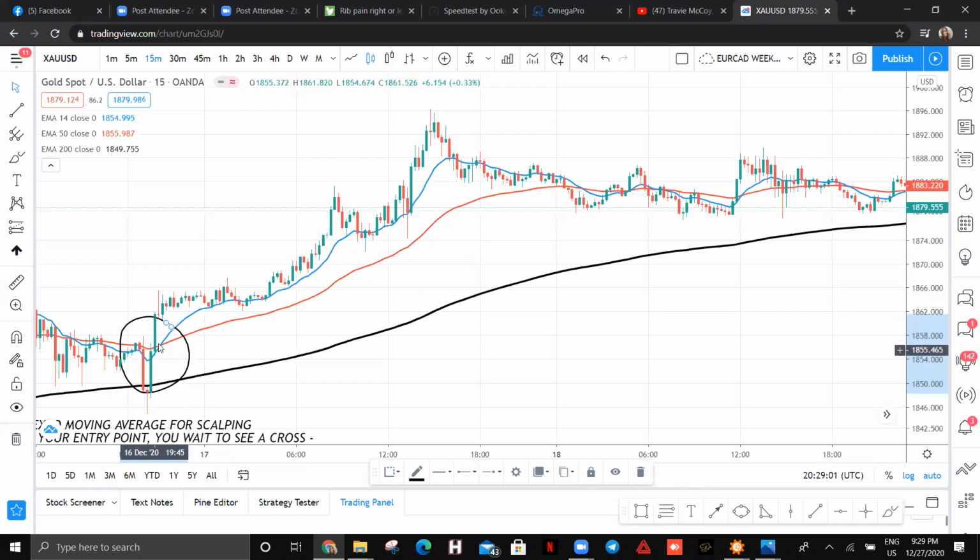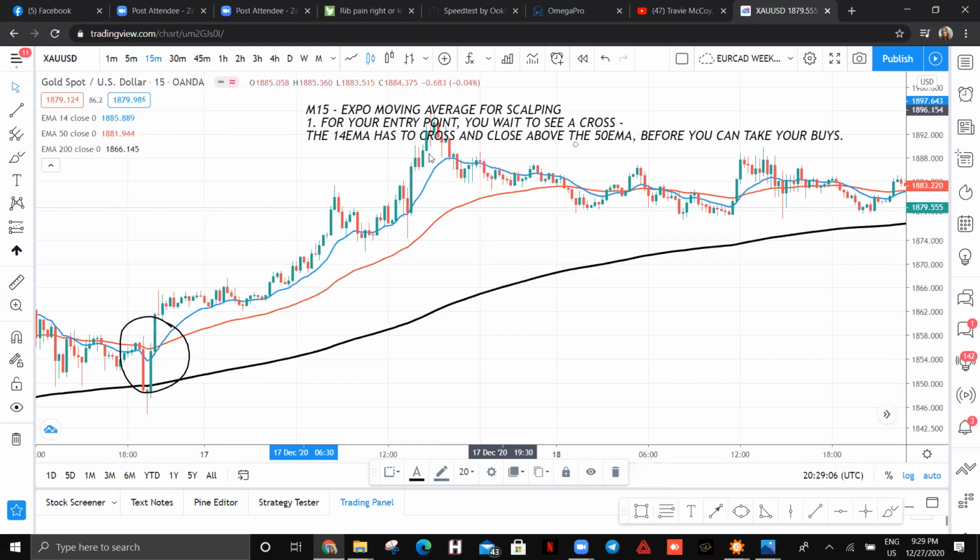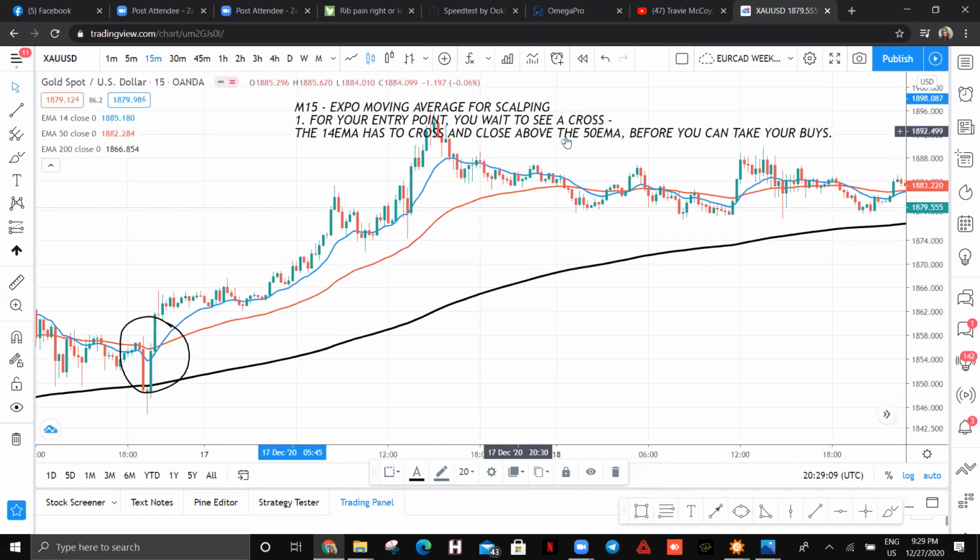Now, this is the crossing we're waiting for. 14 crosses above the 50 EMA. Remember this? 14 has to cross and close above the 50 EMA before you can take your buys. Now, this candle has pushed up, and that was why this cross happened, and it closes above your 14 and 50 EMA. So what you should do is take a buy as soon as this candle closes. You take your buy and you pick your stop loss. You take your take profit.